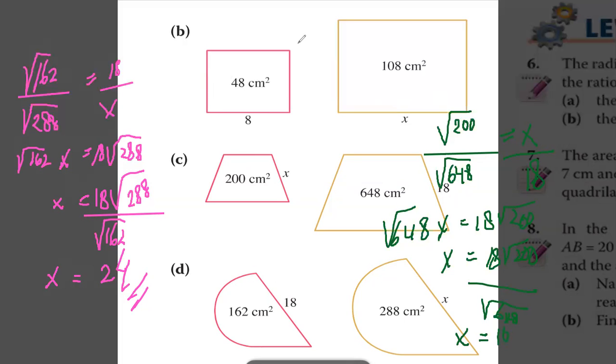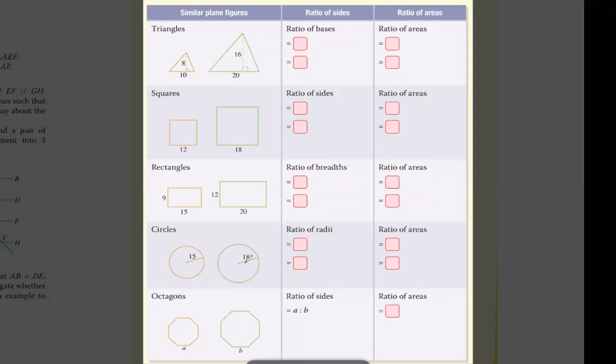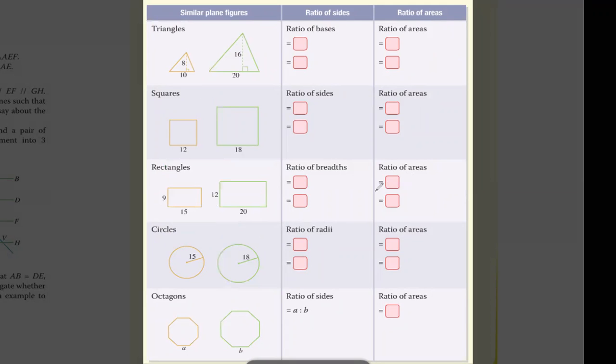Okay. Thank you. So I will review first for a while. Beyond our activity before, if we compare the ratio of side with the ratio of area, you can find it without using the formula. For example, triangle. Before, you used the formula of area of triangle, half times base times height, square side squared, rectangle length times width, and the area of circle. Instead of using the formula, it takes long. So our conclusion before is, if you already know the ratio of side, if the ratio of side is a to b, the ratio of area becomes a squared to b squared.